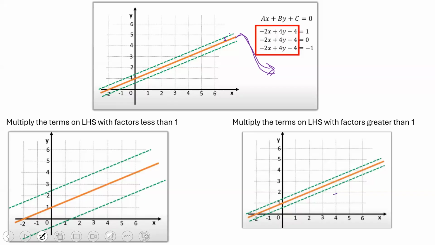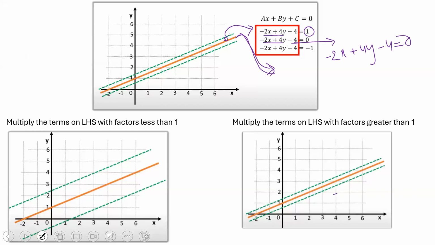If you take this particular line, this is the middle line, right? Minus 2x plus 4y minus 4 is the middle line. And now what I'm going to do is try to find a line parallel to this particular line, so that on the right hand side it is equal to 1. So this dotted line is this line.